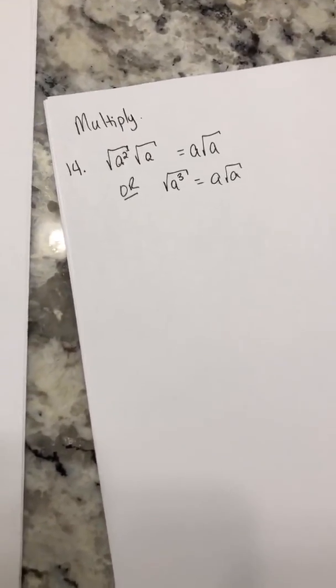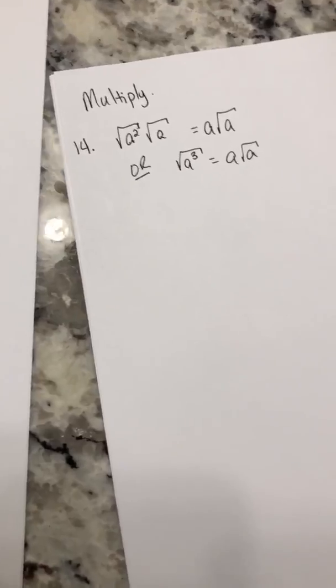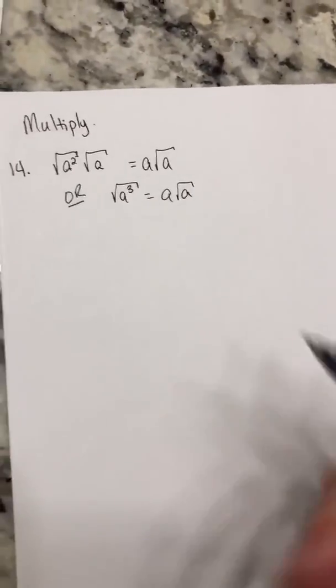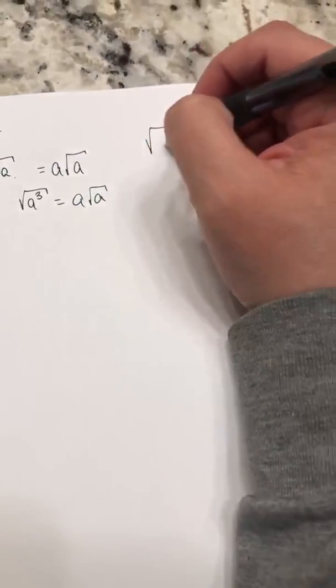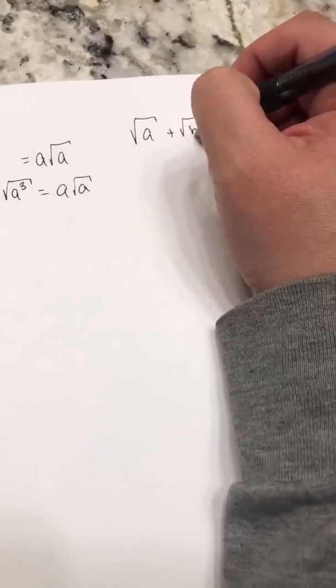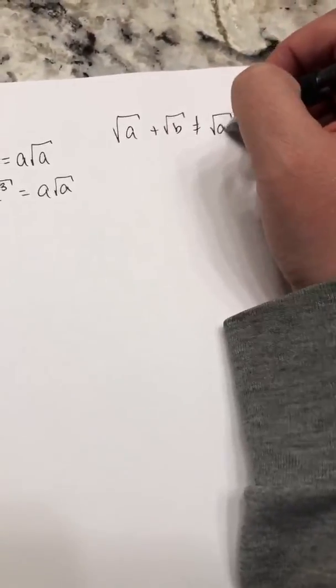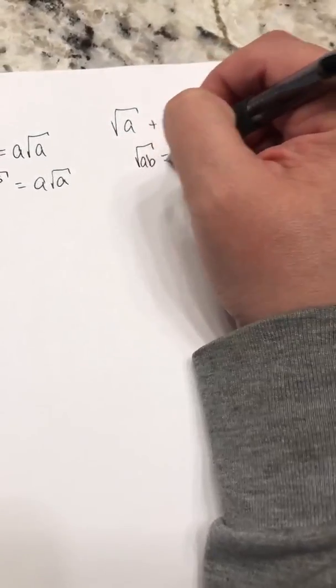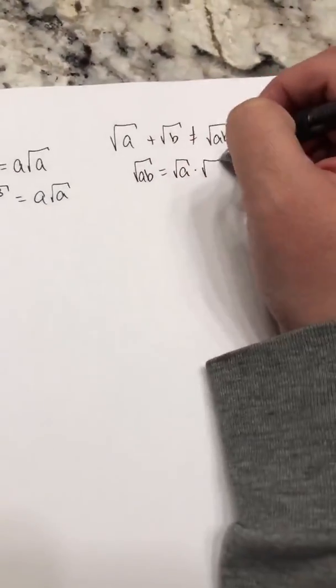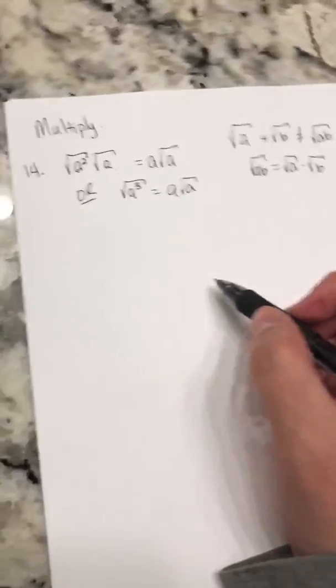But it's just so you see, when you multiply, like I already mentioned, you can multiply the inside, you just cannot do like, let me just write it down over here. Square root of a plus the square root of b is not the square root of ab. The square root of ab is the square root of a times the square root of b. Same's true for minus and division.